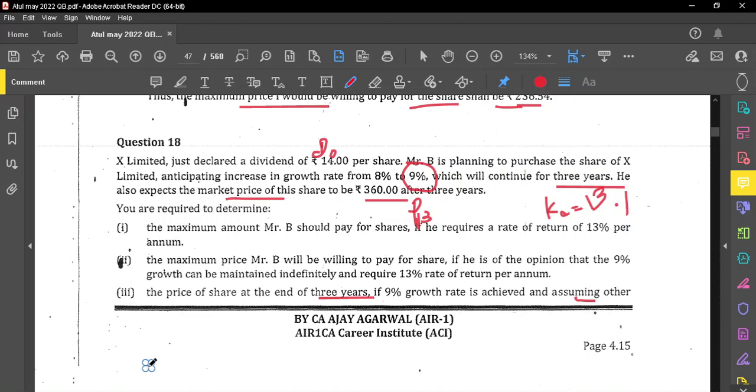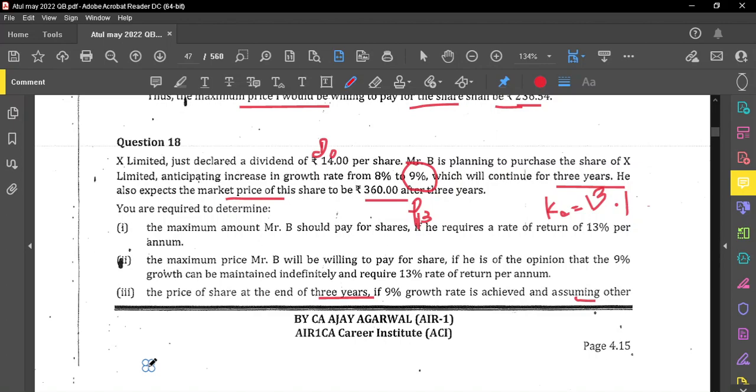He also expects the market price of this share is 360 after the 3 years. You are required to determine the maximum amount Mr. B should pay for the shares if he requires a rate of return of 13% per annum. At 13% per annum, what would be the price he has to pay today? Whatever the cash flows of the company, the dividends as well as the price at the end of year 3, we keep everything and discount it using the 13% KE present value factor, and we will get the price at the end of year 0.